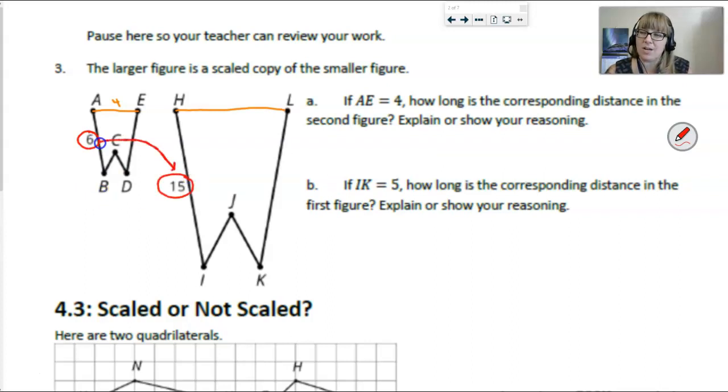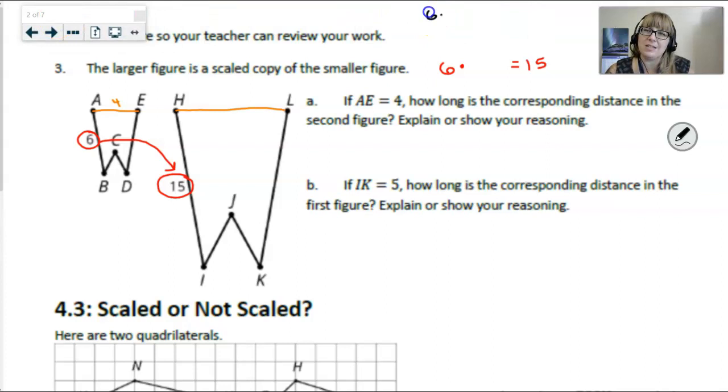So we have to do some work here. How does that 6 multiply? Because that's what we do with our scale factors, we multiply. How does that 6 multiply to give us 15? Now this might need some mental math, but if you stop and think for a second, 6 times 2 is 12, so that's a little bit too small. 6 times 3 is 18, and that's a little bit too big, so it's probably going to be somewhere smack dab in the middle. 6 times 2.5 is going to be smack dab in the middle at 15. So our scale factor is 2.5 because we are multiplying by the number 2.5.